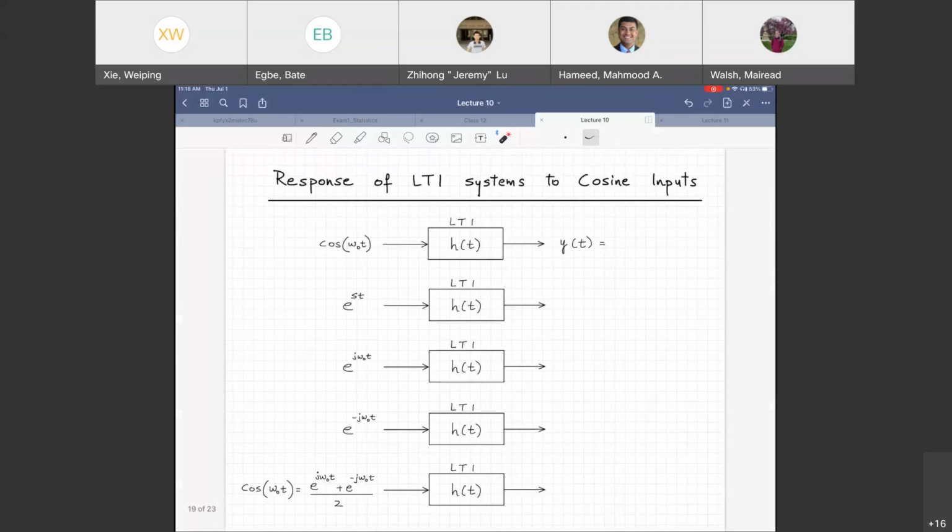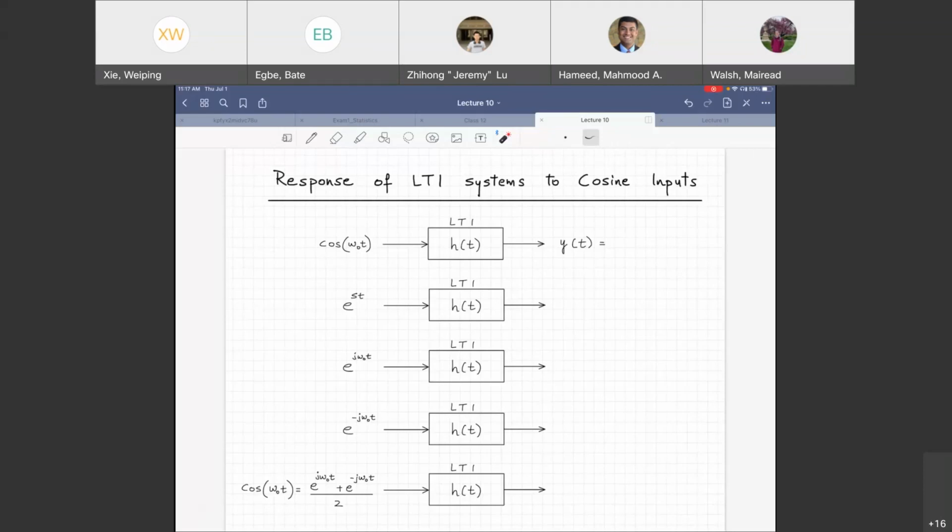Next, response of LTI systems to cosine inputs. There is another interesting aspect of LTI systems where you can find the output specifically for cosine inputs very conveniently. Let's take a look. You have cosine omega naught t as an input to this LTI system. What would be the output?